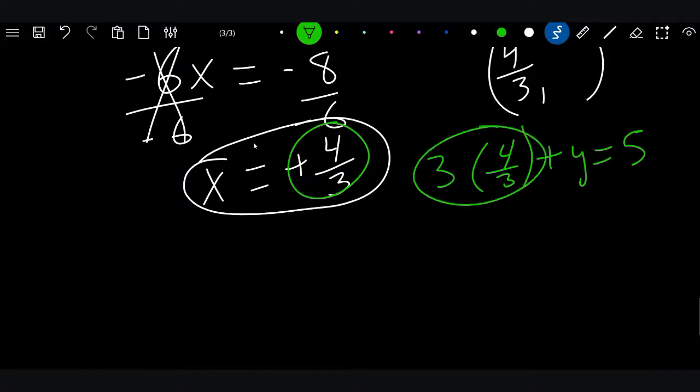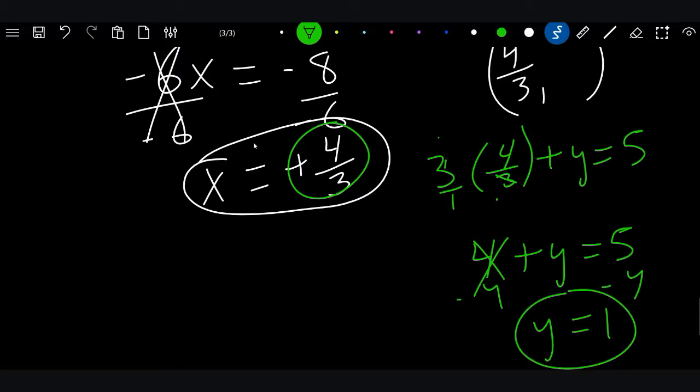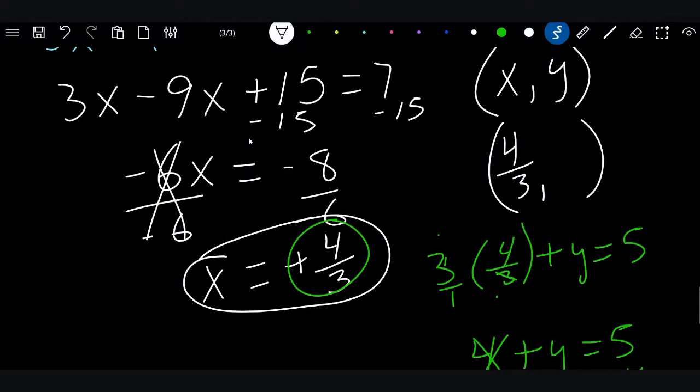And then we want to multiply that together. That would cancel. We'd get 4 plus y equals 5. Subtract 4 from both sides, we're going to get y equals 1. Y equals 1. Okay, and so there's our second part to our solution right there. 4 over 3, comma 1. 4 over 3 is the x point, 1 is the y point. All right, so that's just kind of a refresher of how to do this.